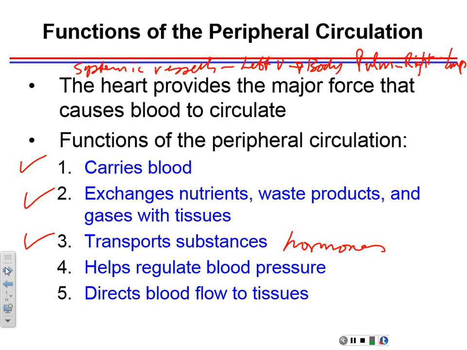So if you have low blood pressure, then it will constrict the blood vessels, such as when you have a traumatic injury. Somebody shoots you, which they shouldn't, and you start bleeding, right? Then your body is going to constrict the blood vessels.